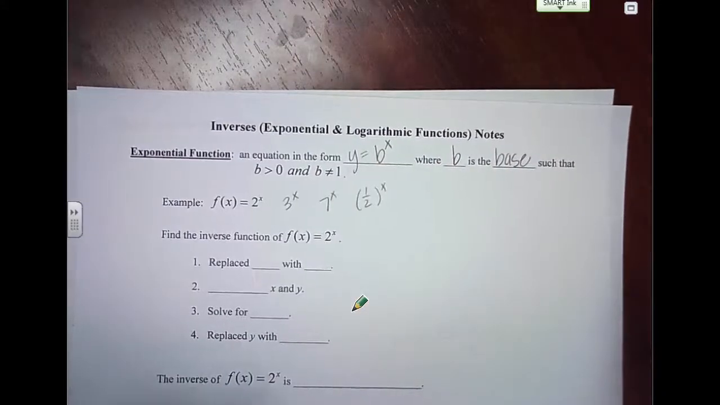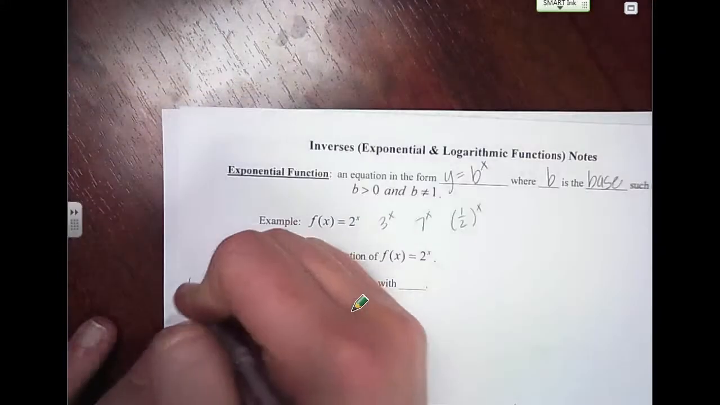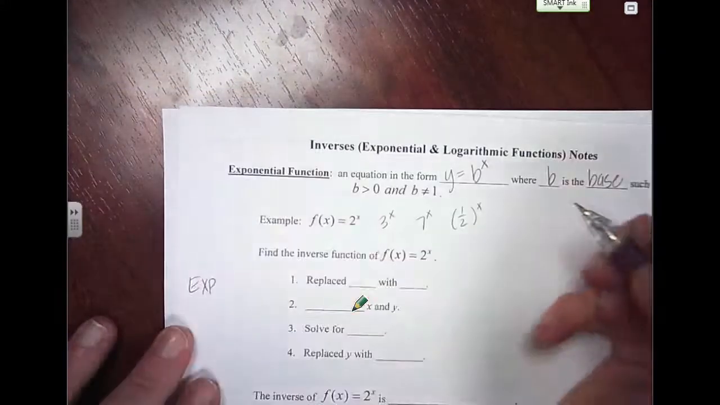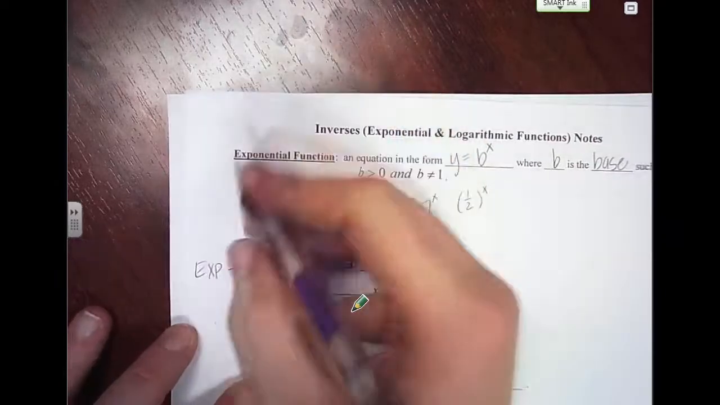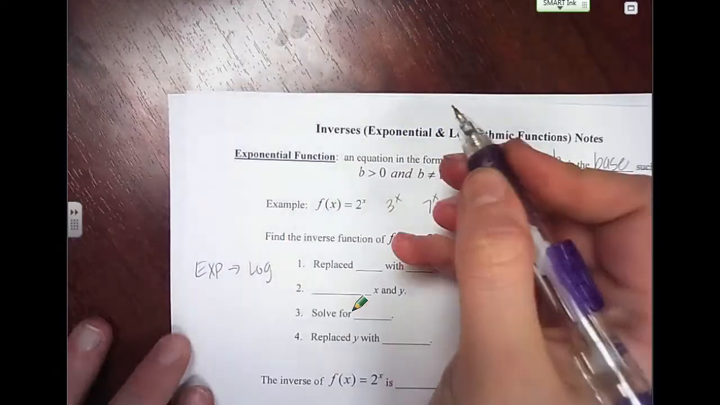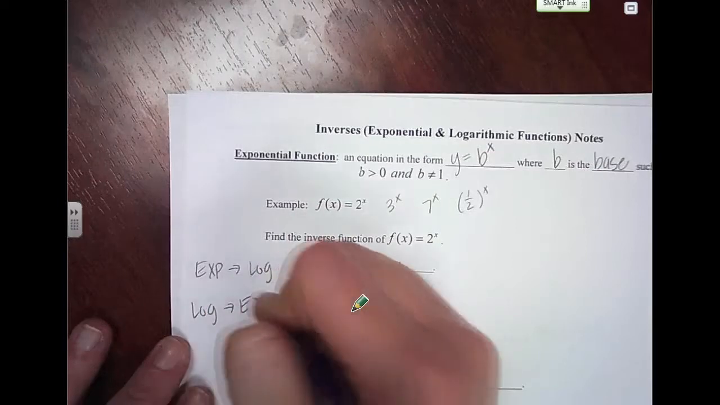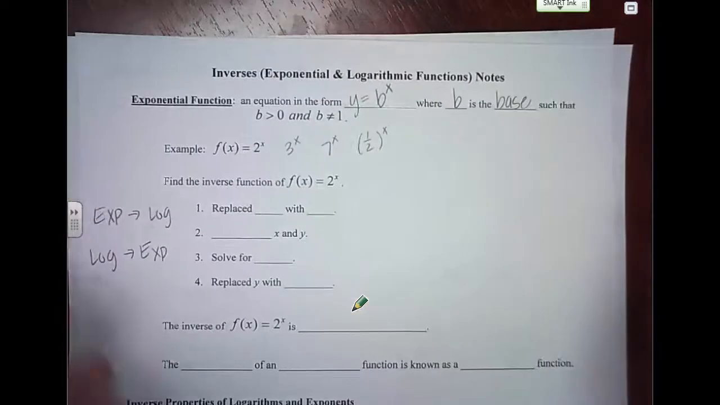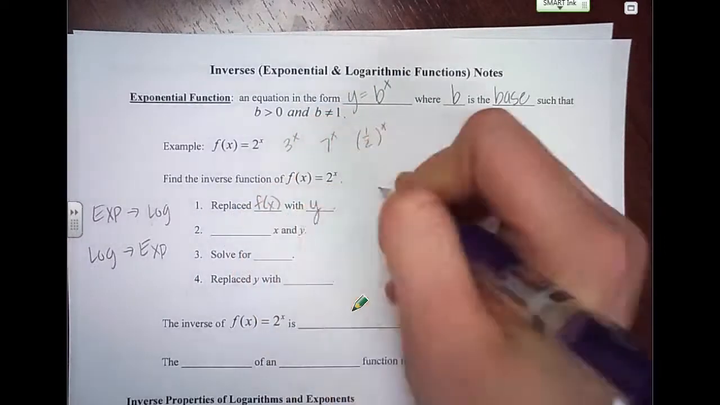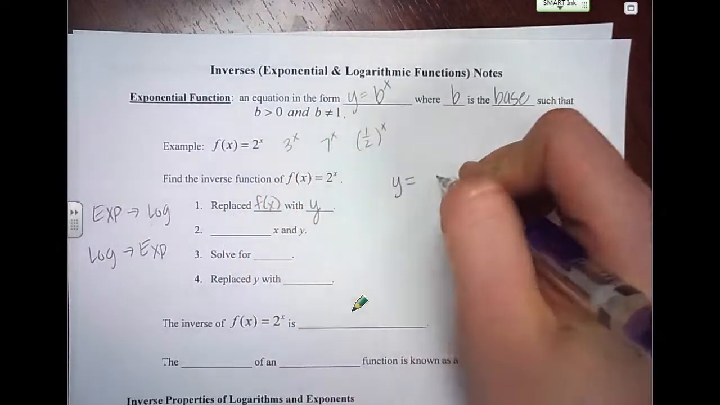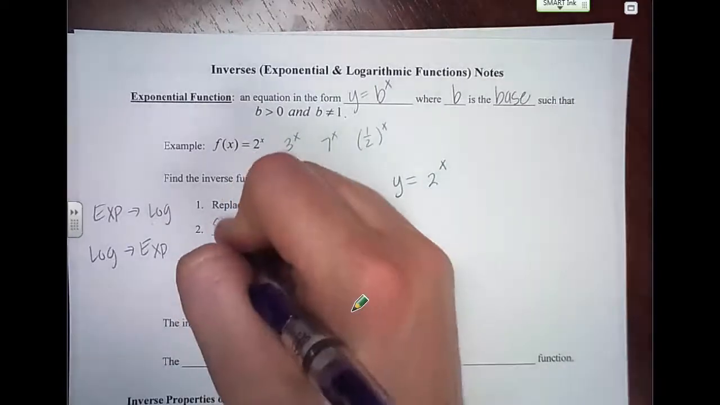Okay, so if we want to find the inverse function, if I have an exponential, then the inverse is a logarithmic. And then vice versa. If I have a logarithmic, my inverse is an exponential. Okay, so the first thing we're going to do is replace that f of x with y. So this over here I'm going to rewrite as y equals 2 to the x power. Okay, we're going to switch x and y.